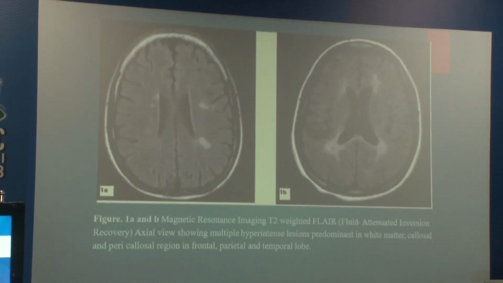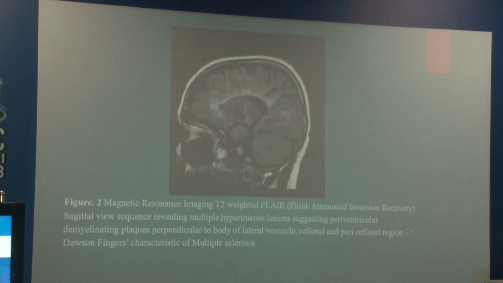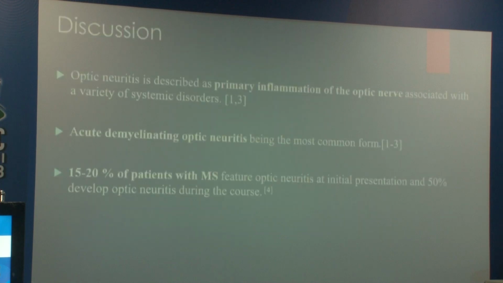So this is my MRI imaging of the patient with T2 weighted FLAIR images showing multiple hyperintense lesions predominantly in white matter, callosal and pericallosal region in frontal, parietal and temporal lobes. Another MRI T2 FLAIR image shows multiple hyperintense lesions, suggestive of periventricular demyelinating plaques which are perpendicular to the body of the lateral ventricle and suggestive of Dawson fingers, which is a characteristic feature of multiple sclerosis.